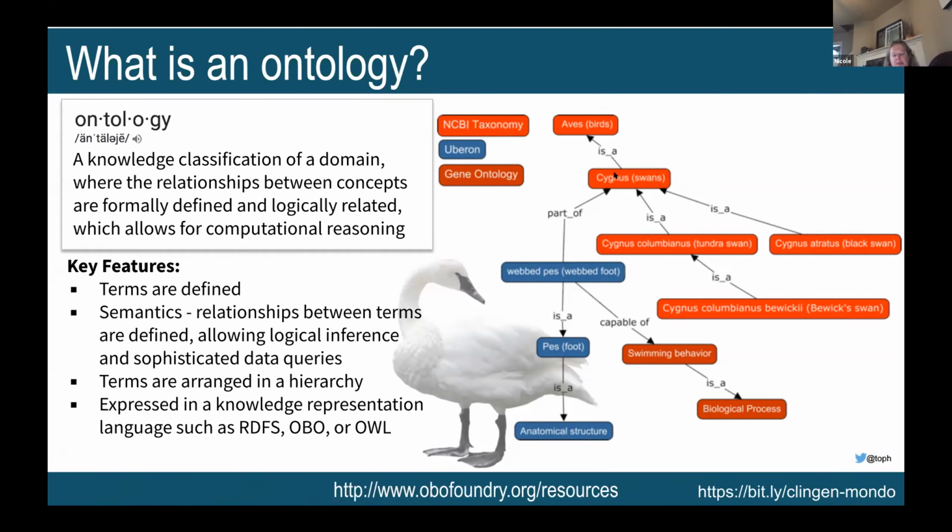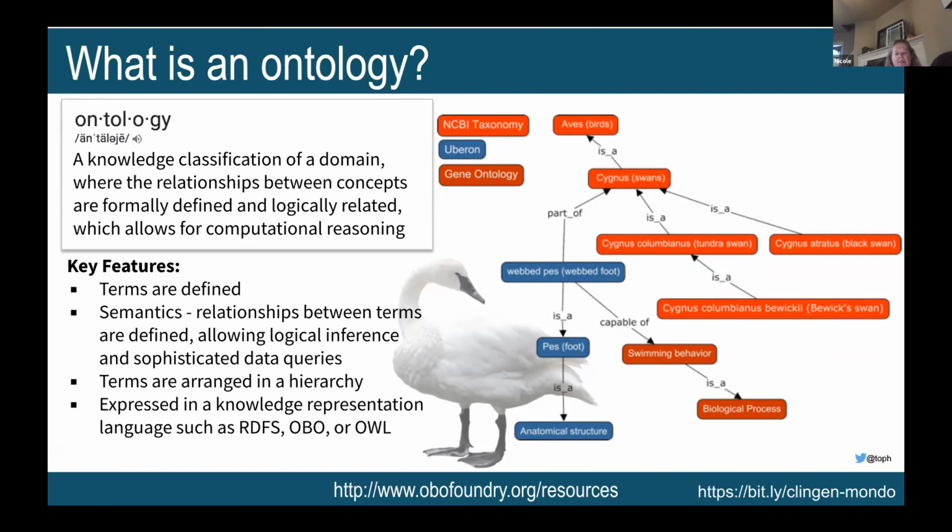And then the relationships between the terms are also defined. Some other aspects of swans are that they have webbed feet, which are part of the swan, and a web foot is a foot. So we have these different classifications between the terms, and the web feet are capable of swimming behavior. We can also use ontology terms in an interoperable way. In this example, we have terms coming from different ontologies, like the NCBI taxonomy, which is actually a taxonomy, not an ontology, and then the Uberon ontology, which is anatomy, and the Gene Ontology, which represents biological processes, amongst other things.